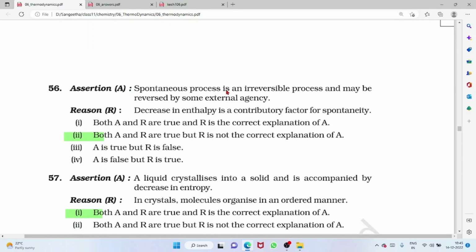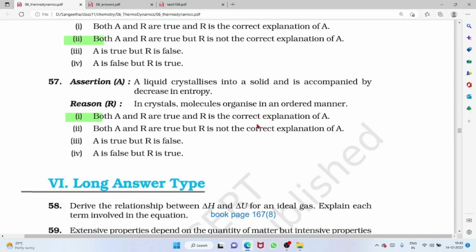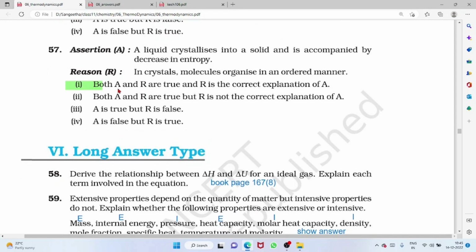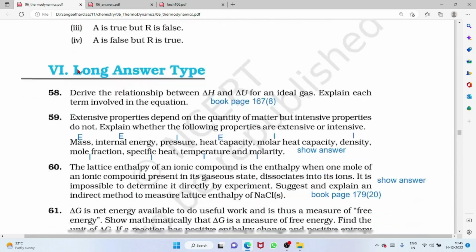Spontaneous process is an irreversible process and may be reversed by some external agents. Both A and R true, but R is not the correct explanation of the A. A liquid crystallizes into the solid and is accompanied by decrease in entropy. Solid will have the less entropy. Both A and R true, and R is the correct explanation of the A.